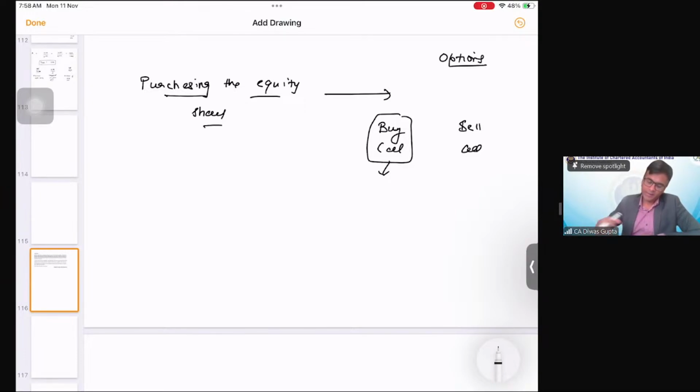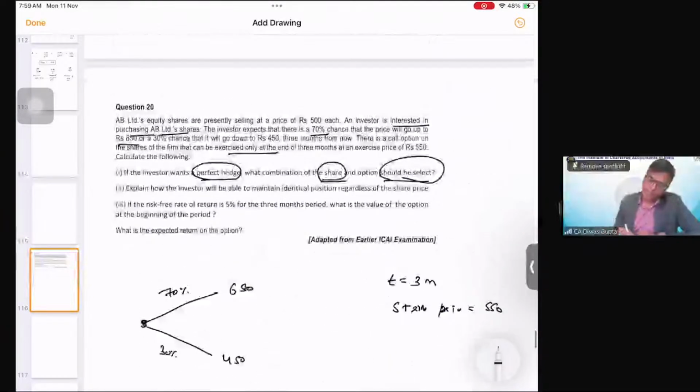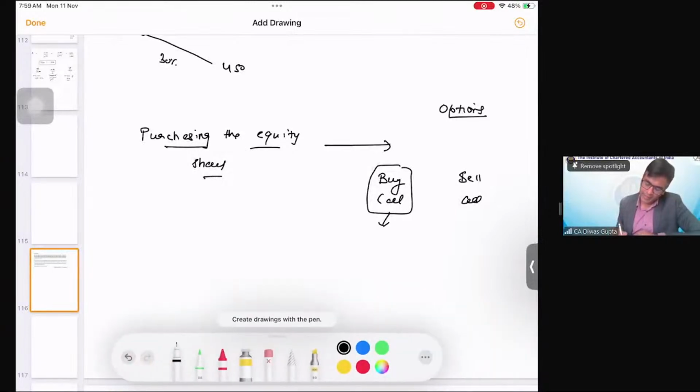Just a second. An investor is interested in purchasing AB Limited shares. The investor expects that there is a 70% chance. There is a call option on the shares of the firm that can be exercised only at the end of 3 months, once a perfect hedge. What combination of shares? Okay, I think I misinterpreted this. The question is directing us that the investor wants to have both share and option both, right? So this will change our strategy here.